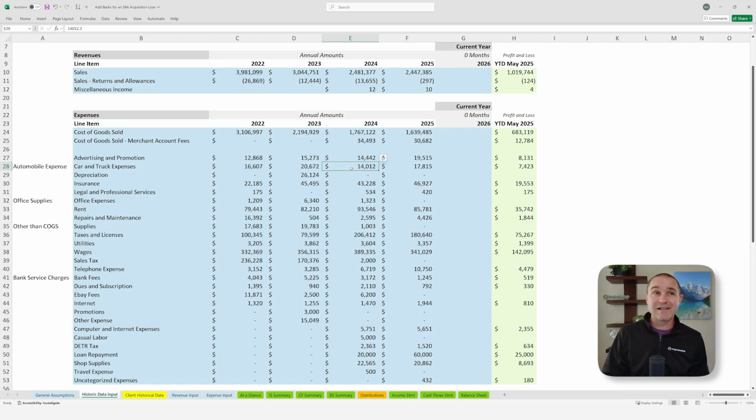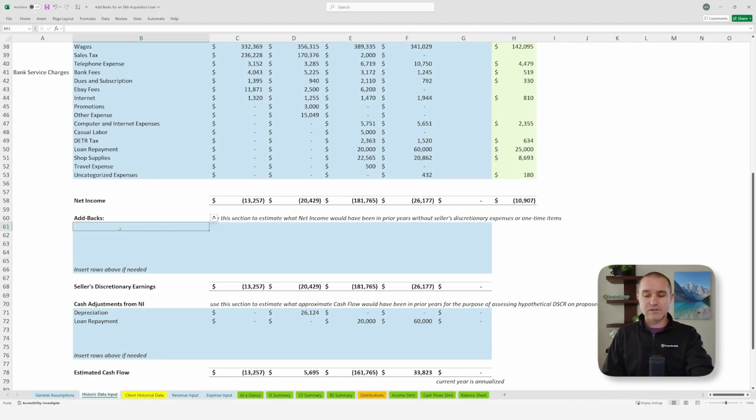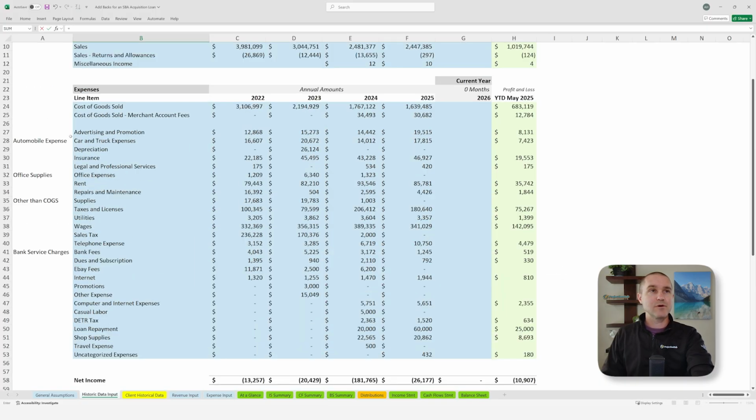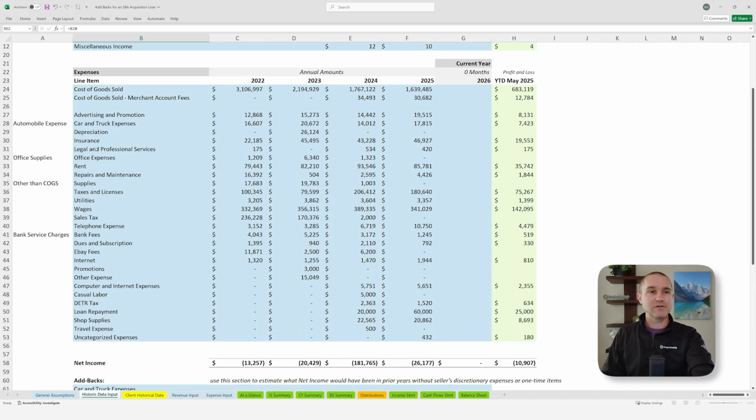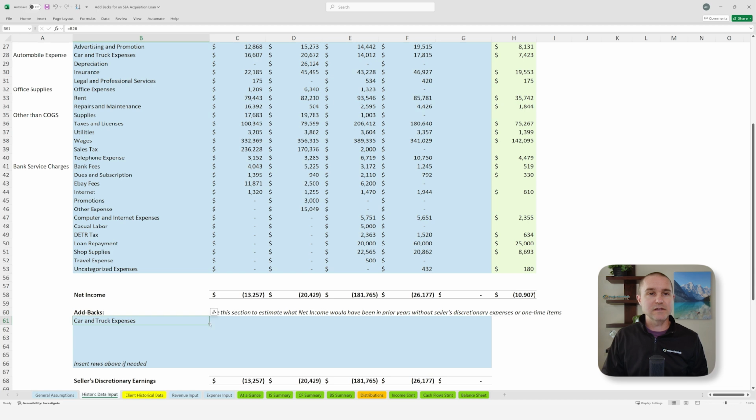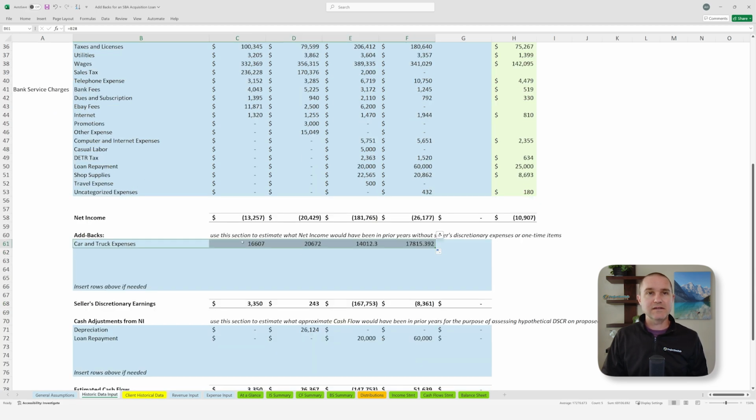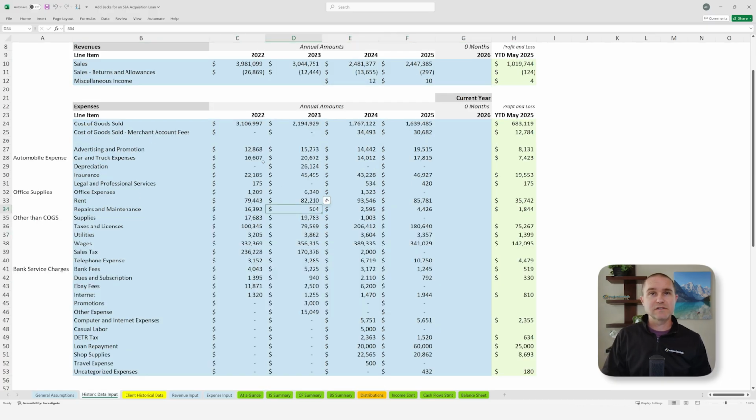The lender may not let the seller get away with that, but that may be a thing that you as a buyer would say, okay, well, I'm not going to have this expense. So actually, the business would be more profitable than it looks like, right? So you have potentially car and truck expense. I'm just going to look at this in the most charitable way possible. Let's add that car and truck expense and bring those add backs in over here. Okay, so let's assume we're adding that all back.